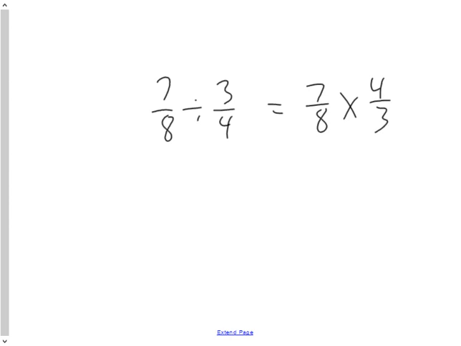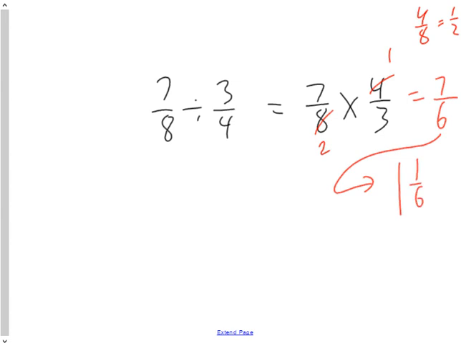Question 11 is 7/8 divided by 3/4. Keep your first fraction, change to multiplication, use the reciprocal. Now in this particular case, if you look for cross reduction to make it easier, you don't have to cross reduce, but it makes it so much easier. So 4 over 8 would reduce down to 1 over 2, which means this is going to reduce down to 1 over 2. Now when I multiply my numerators, I get 7, and when I multiply my denominators, I get 6, and as a mixed fraction, I get 1 1/6.